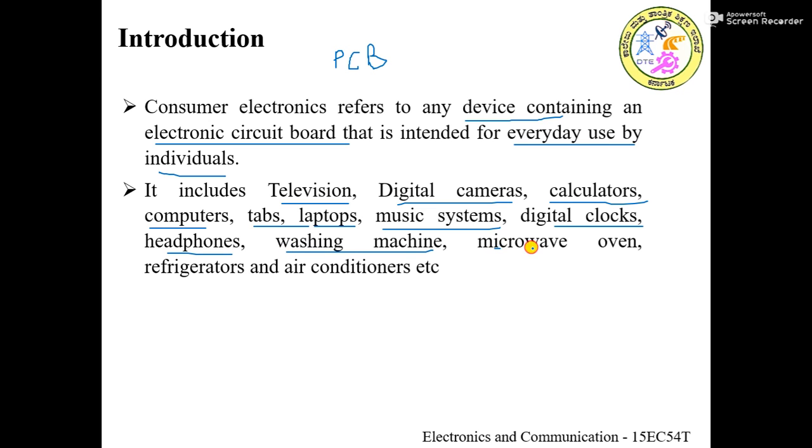Washing machine, microwave oven. Microwave ovens, as you know, are used for the cooking and reheating of the foods. Refrigerators as well as air conditioners. So basically, these consumer electronic devices make the life of an individual luxurious.